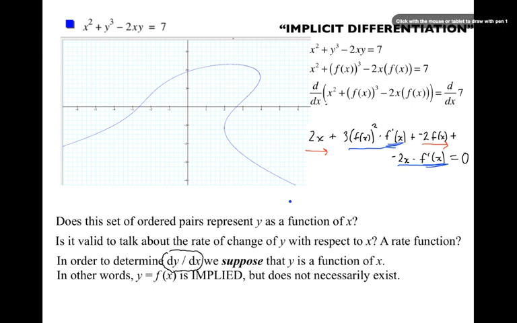So I'm going to have 3 f of x quantity squared times f prime of x minus 2x f prime of x equals negative 2x plus 2 f of x. I'm trying to solve for f prime. So now that I have all f primes on the left, I can factor it out.